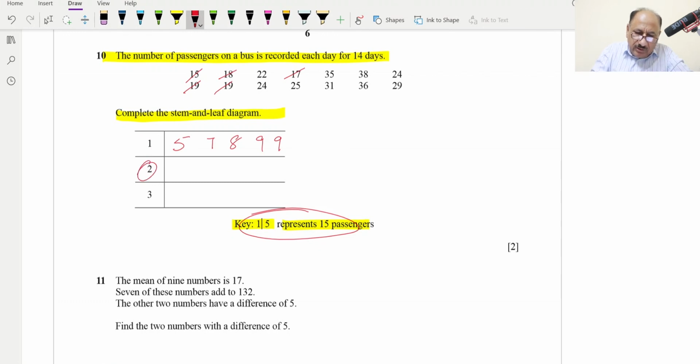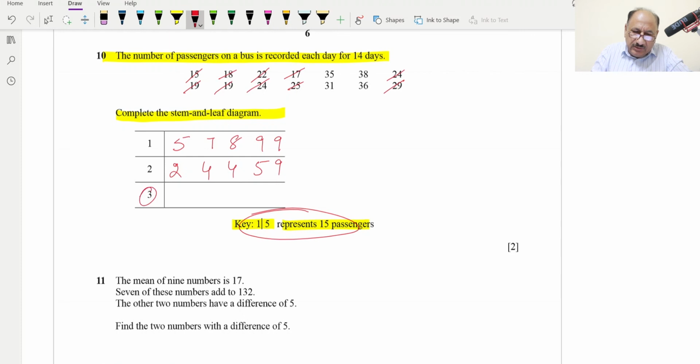Then we can take the 2, and for 2 we can have 22 over here too. Then it will be 24 and 24 two times, 4 and 4, and the next number will be 25, so 5 will be here, and 29, 9 will be here. So 2 is also done.